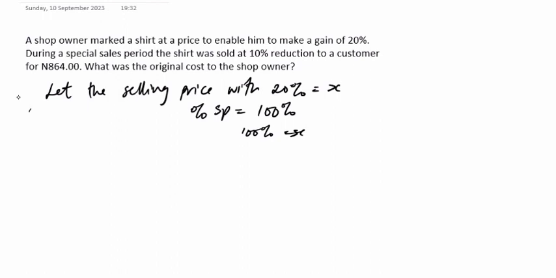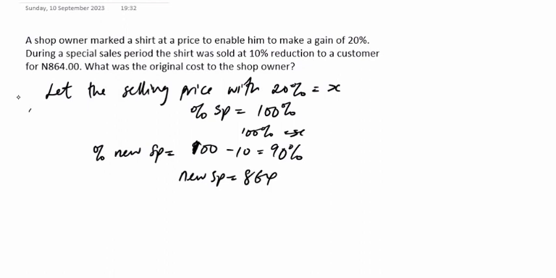Now let us go back to the one with reduction. Since 10% has been reduced from that, the percentage of the new selling price is going to be 100 minus 10%, and that's going to be 90%, of which from the question we were given that the new selling price is 864. So it is with this that we are going to find the value. Let us find the actual value that he wanted to sell before giving out 10% reduction to the customer.